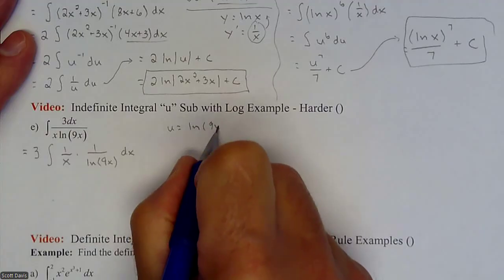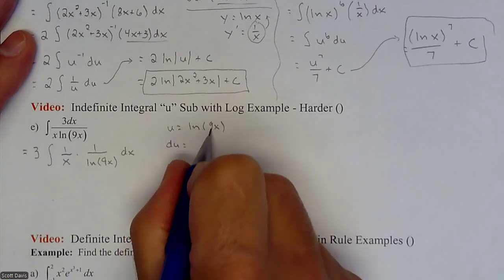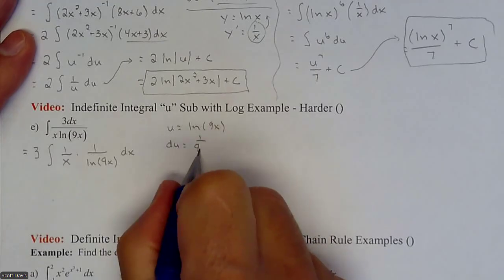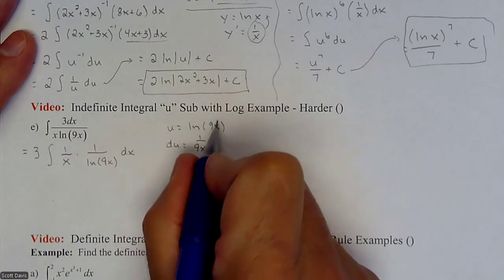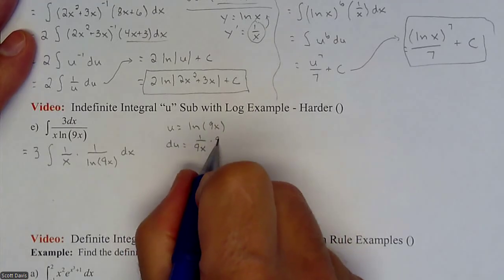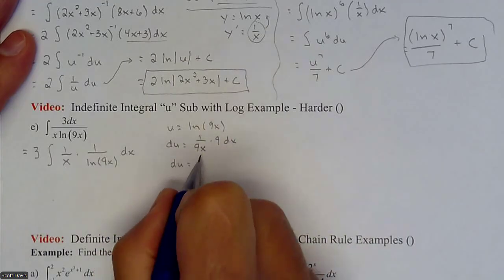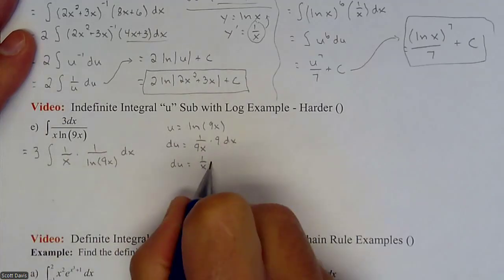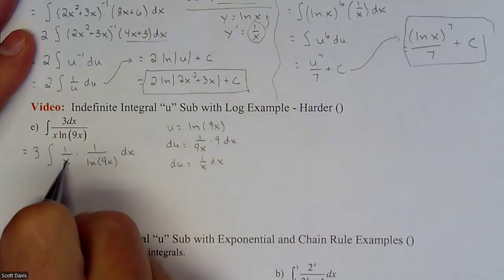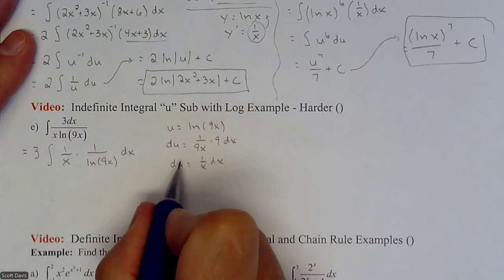If I take the natural log of 9x and I do the derivative of that, I'm getting 1 over 9x. And then a natural log has a chain rule to it. So 1 over 9x times the derivative of 9x, which is 9, and then dx. That is going to simplify out, those 9s are going to cancel, and you're going to get that perfect 1 over x dx. So here's your 1 over x dx that you can replace with du.